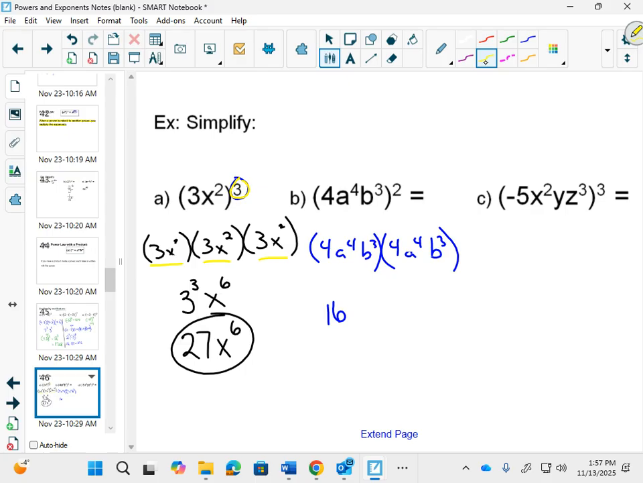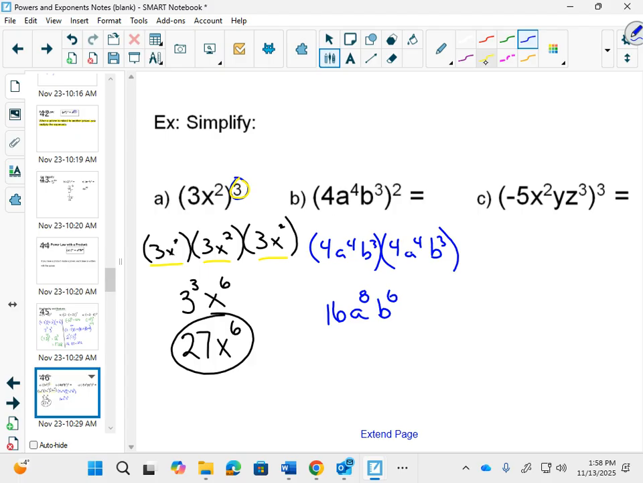3 times. But why is that? Well, I have 2 x's here, and another 2 x's here. Now I have 4 x's, and another 2 x's here. Now I have 6 x's, 6 x's all together. If you have 4 a's here, and 4 a's there, how many a's are we going to have in total? 8. And if I have 3 b's here and 3 b's here, 6 b's in total.